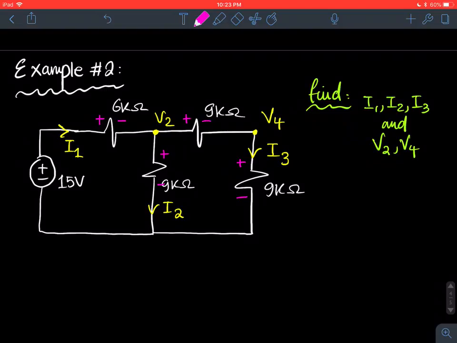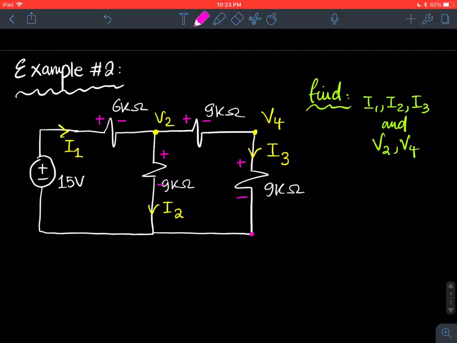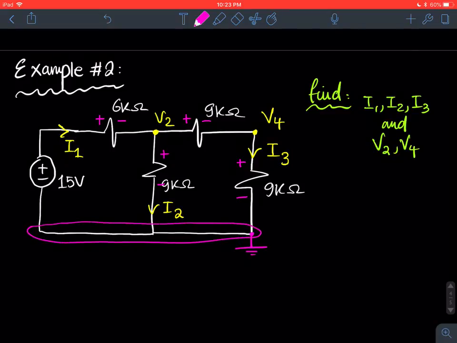Another step that I'm going to do is label my ground. My ground is basically the node or the point where I have 0 voltage. So I'm going to choose it at the bottom. So this whole node has a voltage VG which equals 0. And this is really important, and you're going to see why in a bit.